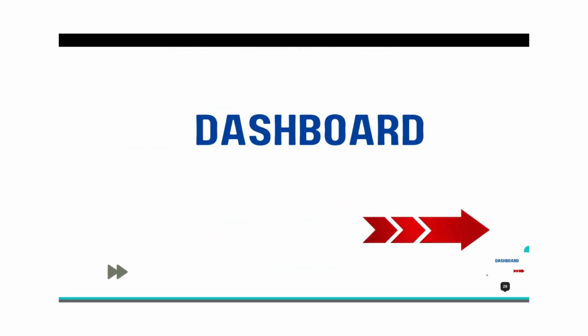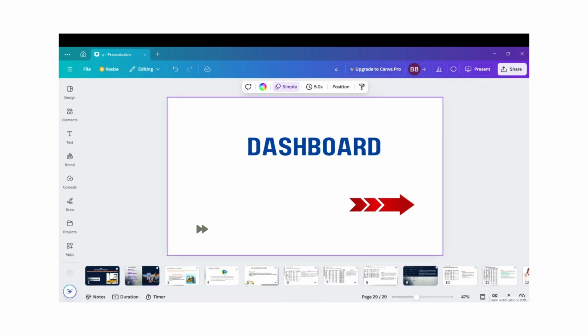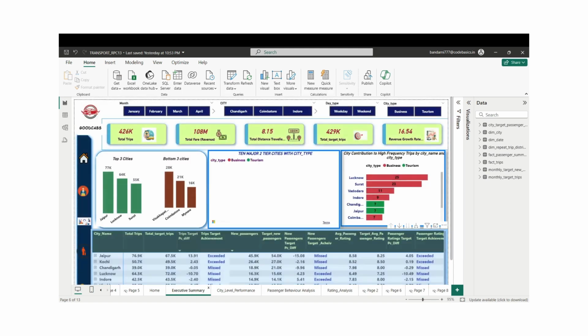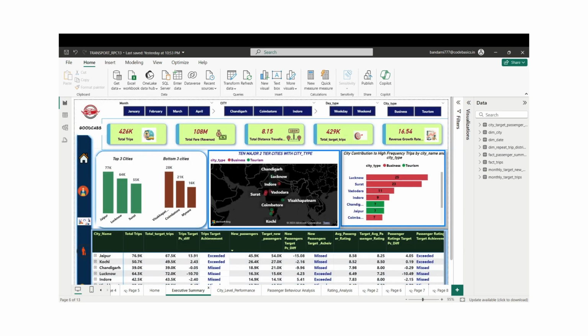Now let's move to my Power BI dashboard. I have divided my Power BI dashboard into four major categories: executive summary, city level performance, passenger behavior, and rating analysis. So my executive summary dashboard shows the top three and bottom three cities among the 10 major cities, with city type, city contribution to high frequency trips by city name and city type, and this matrix shows the trips target achievement versus new passenger target achievement and passenger rating target achievement.